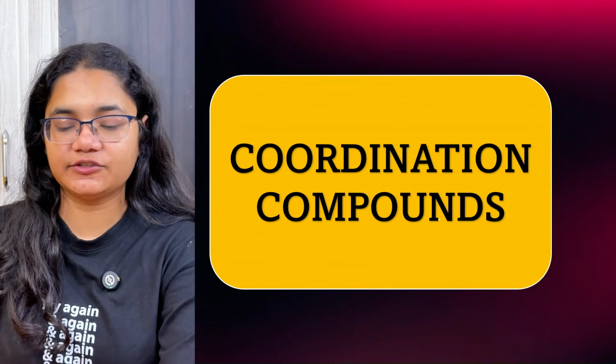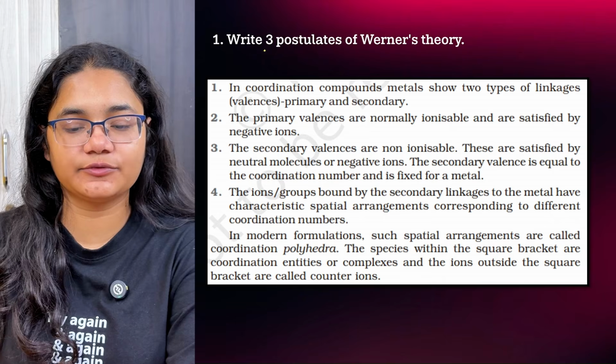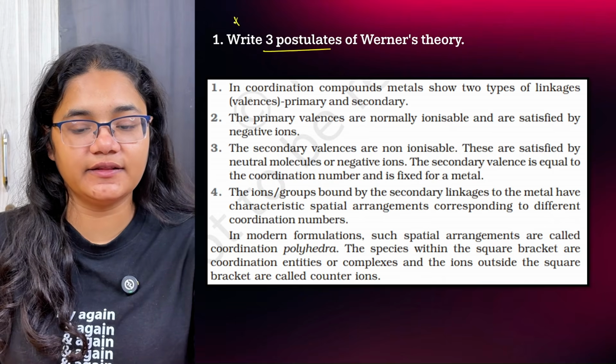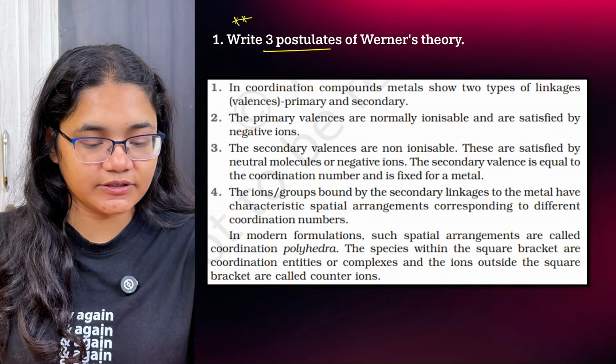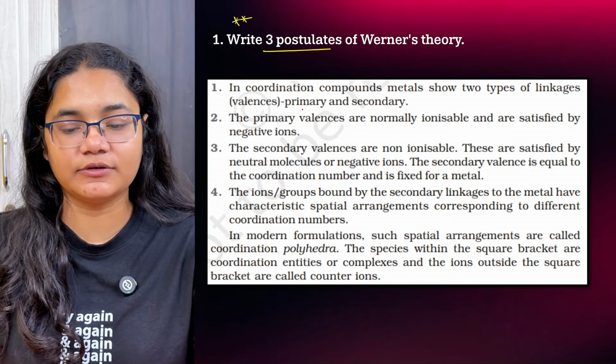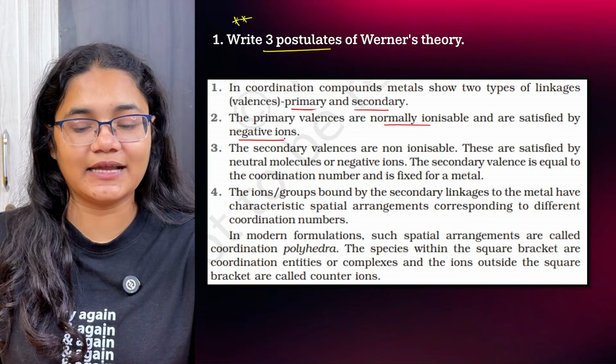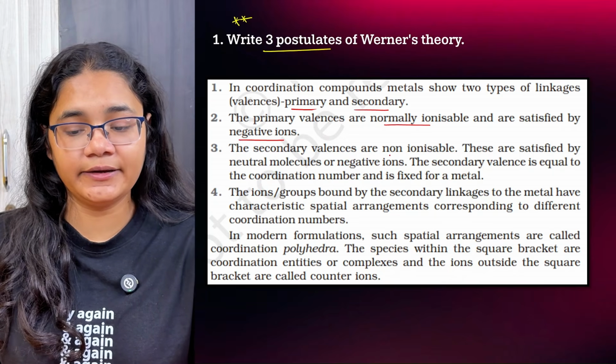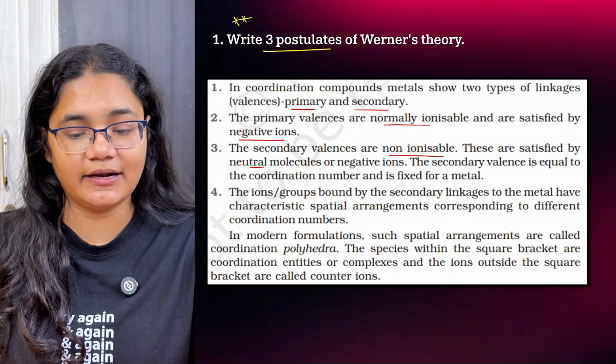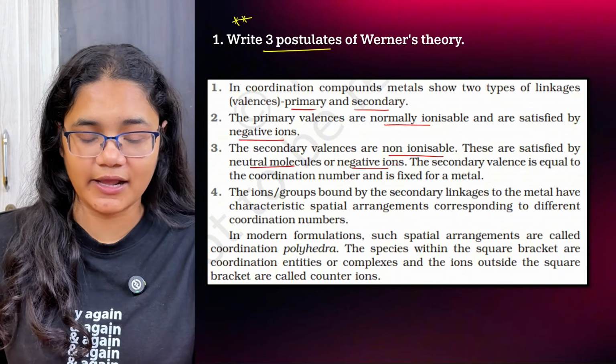Now let's move to the next chapter, that is coordination compounds. The first question is to write the postulates of Werner's theory. This is a very important question. So the first point tells that the coordination compounds have primary and secondary valency. Primary valencies are ionizable and are satisfied by negative ions. Secondary valencies are non-ionizable and are satisfied by neutral or negative ions.